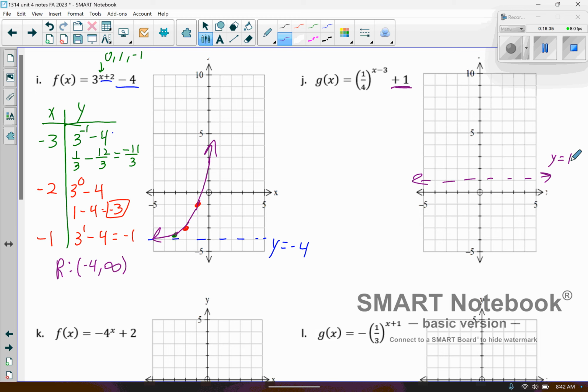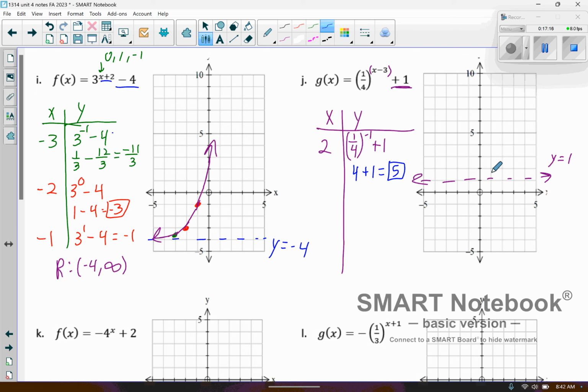And so once again, we'll plug in some values. And like I said, we'll plug in values in order to make the exponent negative 1, 0, and positive 1. So to be negative 1, I need to plug in a 2, right? So 2 minus 3 is negative 1. So I'll have 1/4 to the negative 1 power, then plus 1. Well, the negative 1 causes this to reciprocate into 4 plus 1 equals 5. So when x is 2, I am going to be up here at 5.